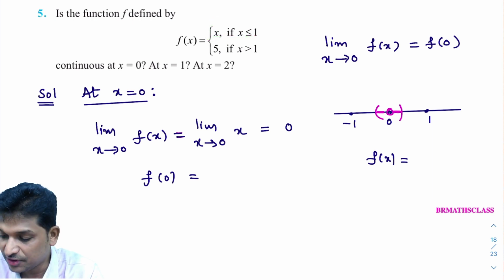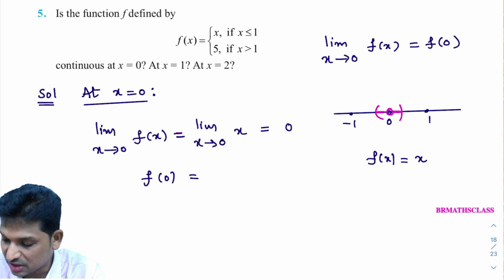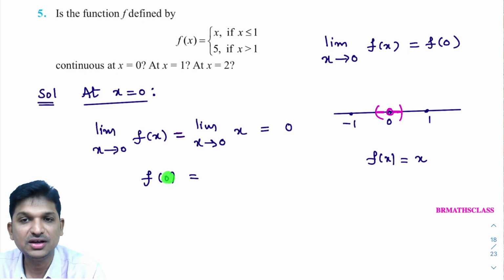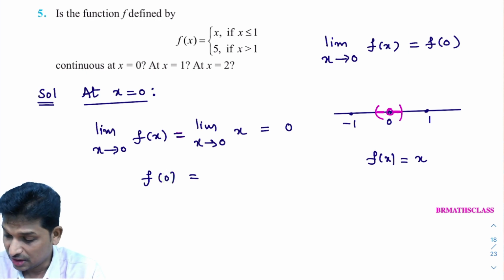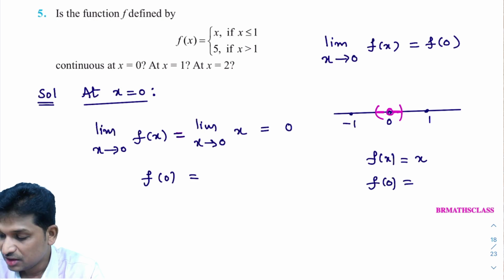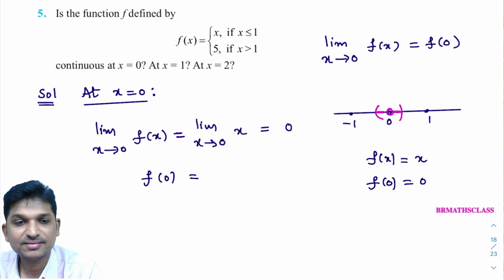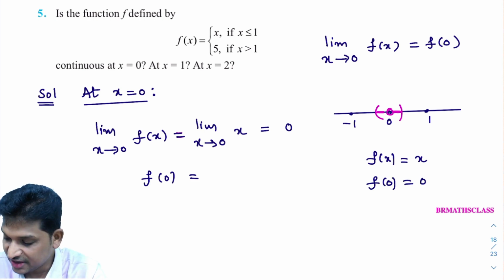To calculate f of 0, I need f of x. Here, 0 is less than 1. When 0 is less than 1, f of x is x. So here, f of x is x when x is less than 1. Here, 0 is less than 1. Right? So how to calculate f of 0? F of 0 is what? Is 0. I hope you are understanding. So here, f of 0 is 0.